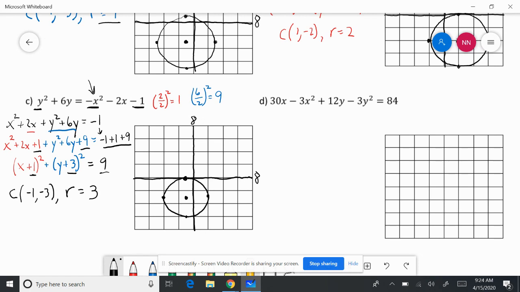Now, if we're looking at letter D, what we notice is that we have a -3 and a -3 in front of the x squared and the y squared. So we need to get rid of that. So what I'm going to do is divide everything by -3.